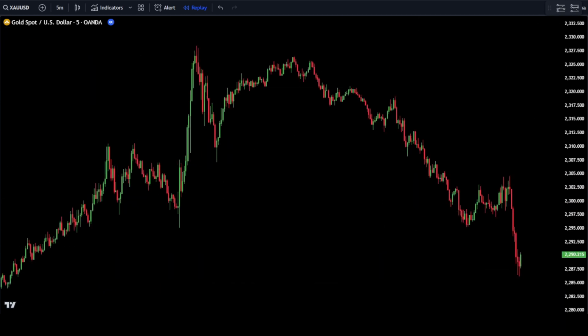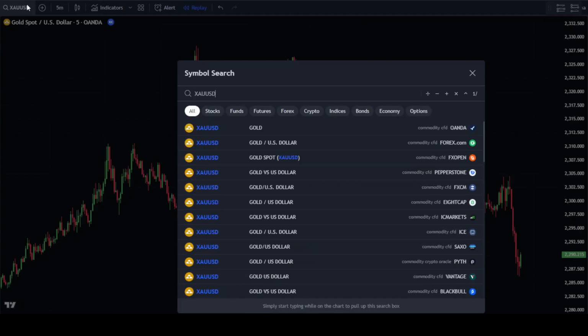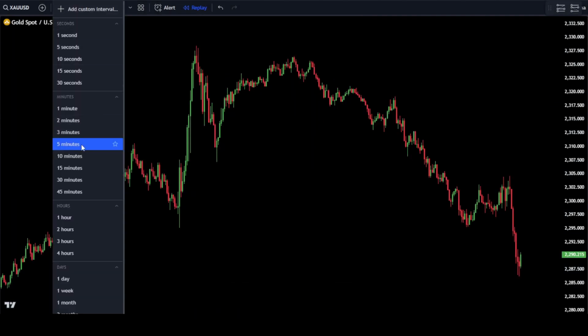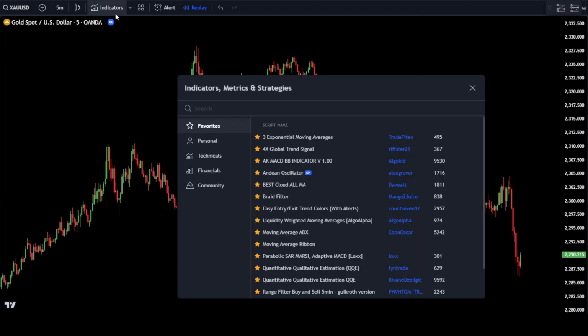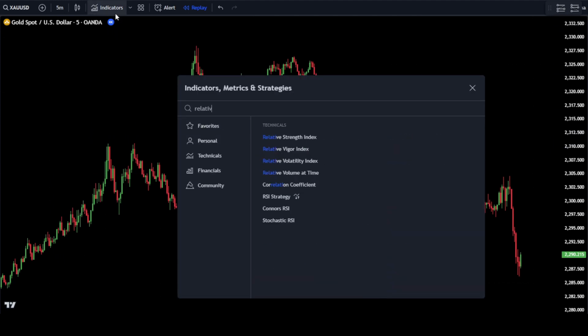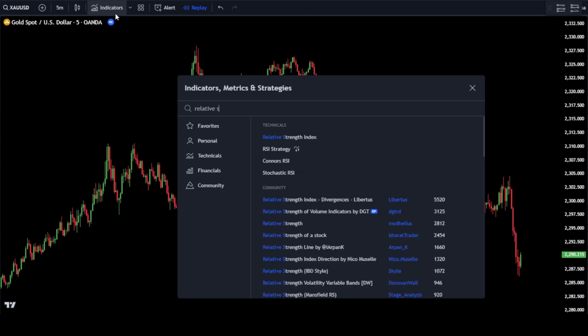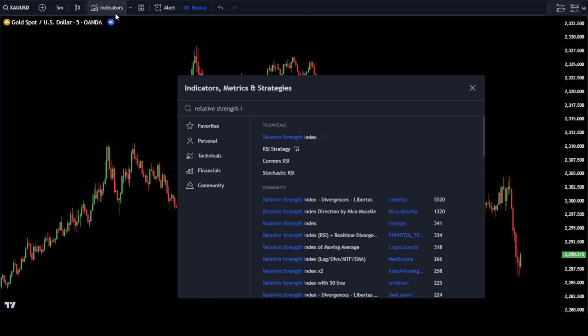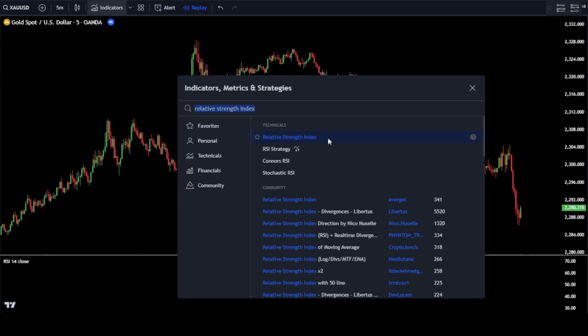In this example, we will use this trading strategy with the 5-minute scalping method, so, set the pair to gold or XAUUSD. Then set the time frame to the 5-minute time frame. Then, go to the Search Indicators tab. In the Search Indicators tab, type RSI or Relative Strength Index. Then select the default RSI or Relative Strength Index from Tradingview.